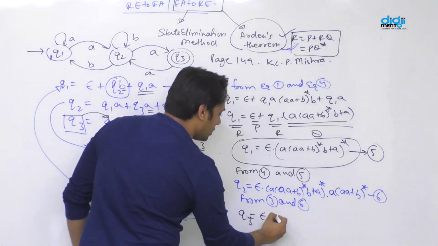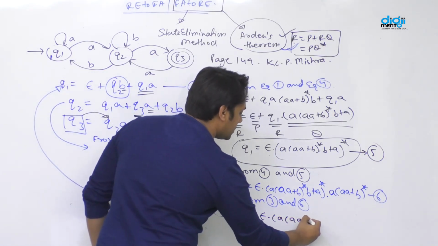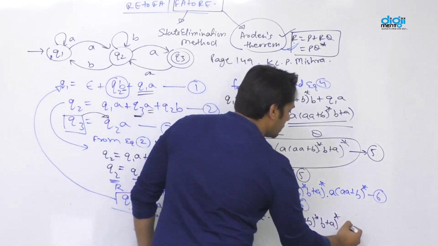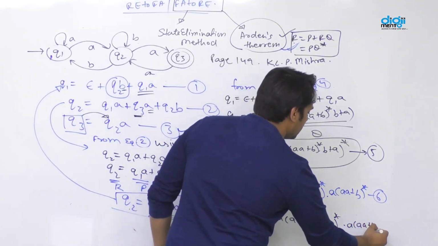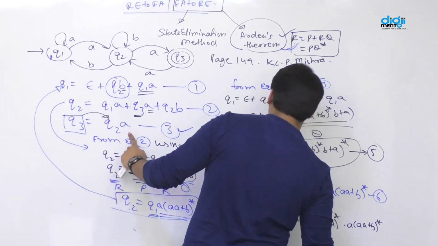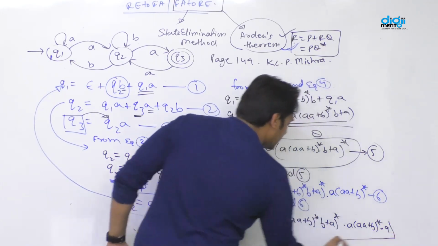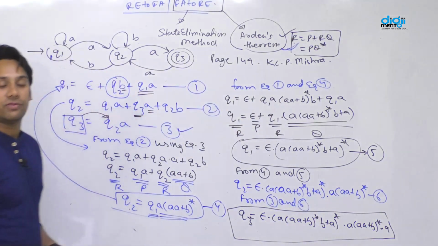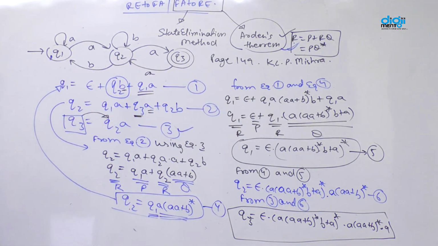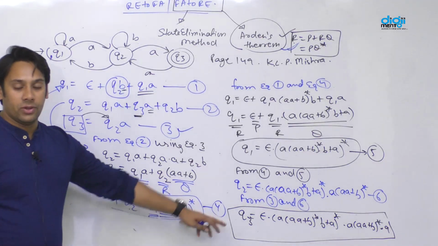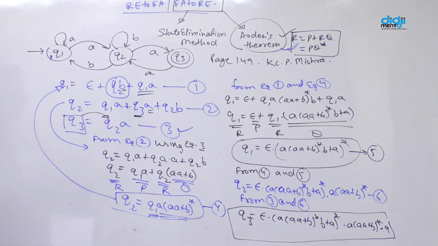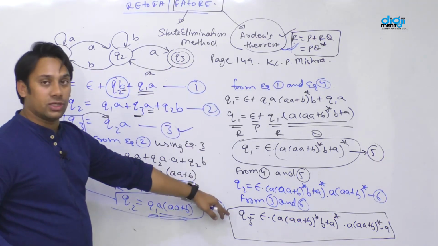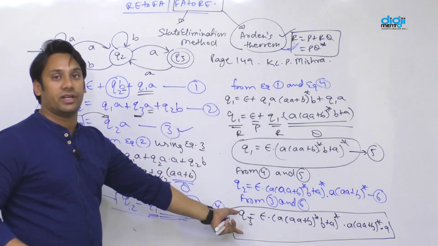So this is epsilon dot a plus b whole star b plus a whole star dot a plus b whole star, and then here we have dot a. So this is the final value. In this value we do not have any state, we do not have q1 as well as we also do not have q2. So this entire value is representing the state q3, and because q3 is a final state, therefore this is your final regular expression.